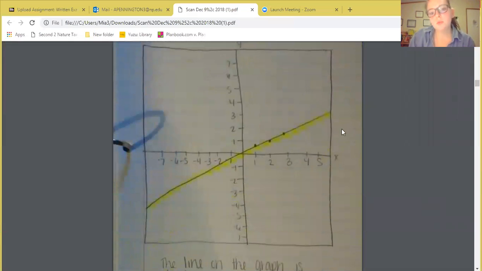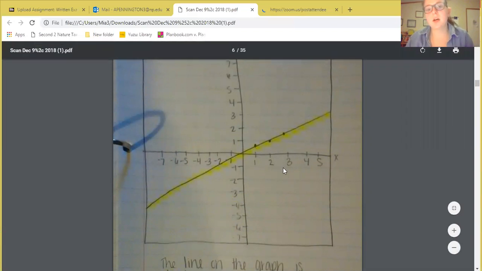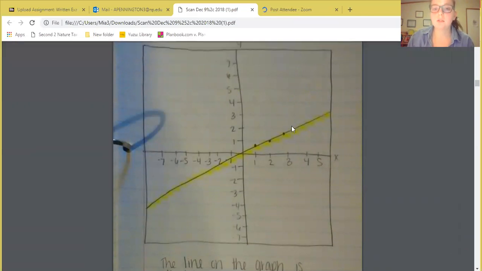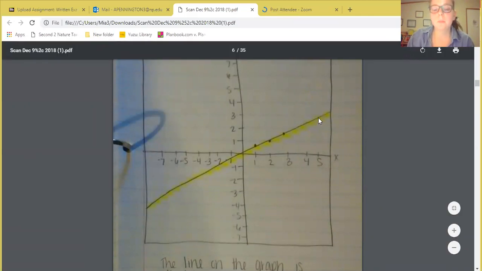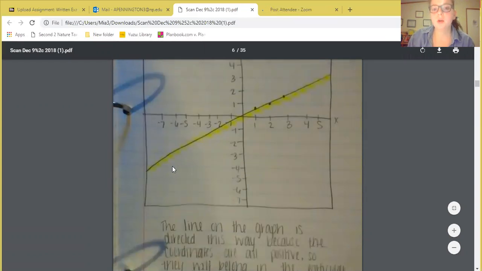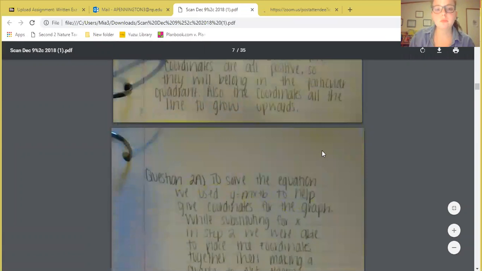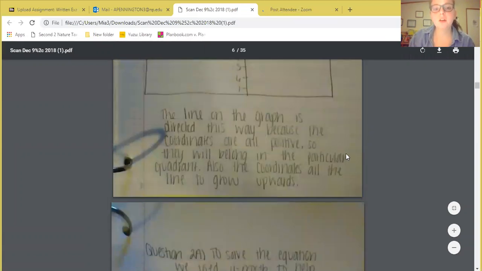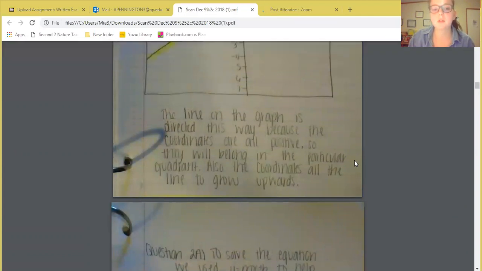And the reason why we graph 1/2 for 1 and so on is because this is the x-axis and this is y. The reason they're in this quadrant is because both x and y coordinates for the numbers are positive, so they're going to be in this quadrant. And so that is why the line will go this way, going upwards. The line on the graph is directed this way because the coordinates are all positive, so they will belong in the particular quadrant.